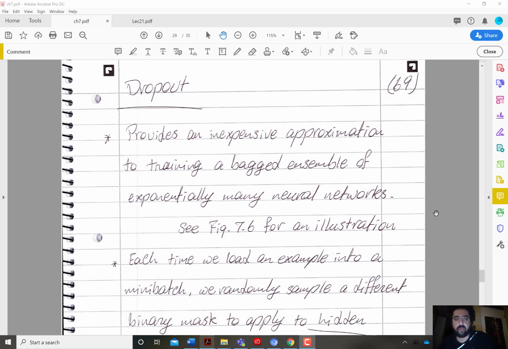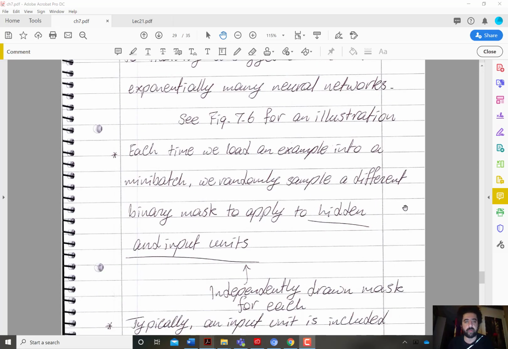So what dropout does is the following. For each example in a mini batch, so every time I load a training example, okay? And don't worry for now about the term mini batch, we'll address that in the next section when discussing mini batch optimization training. Every time we load a training example, we randomly sample a different binary mask, and we apply that mask to all hidden and input units. Mask means a vector, right? That vector has a length corresponding to the number of hidden and input units. And binary means 1 and 0, right? If the value of the mask element corresponding to a unit is 1, we keep that unit. If it's 0, we drop that unit, right?